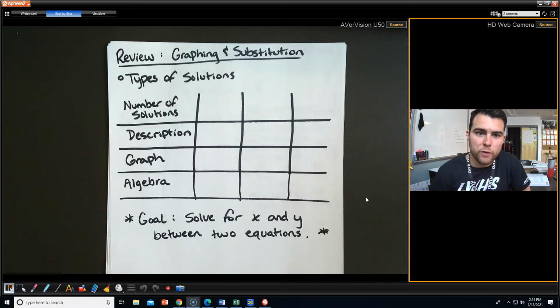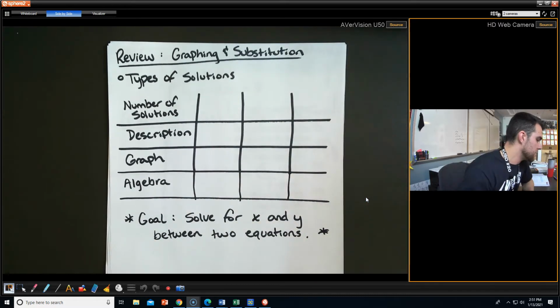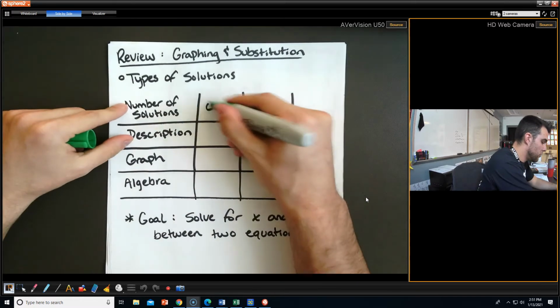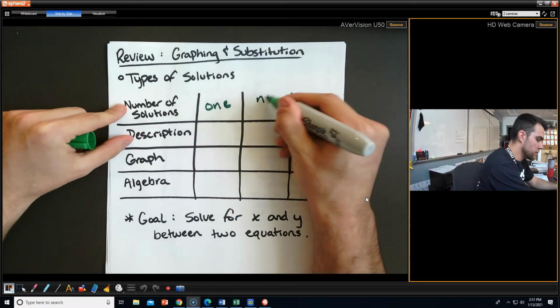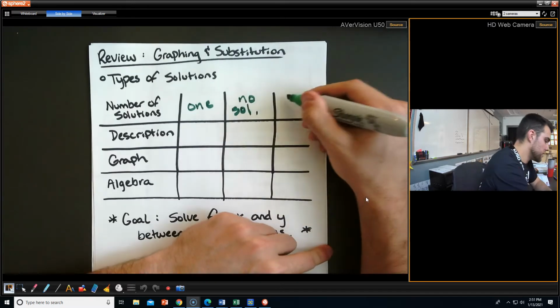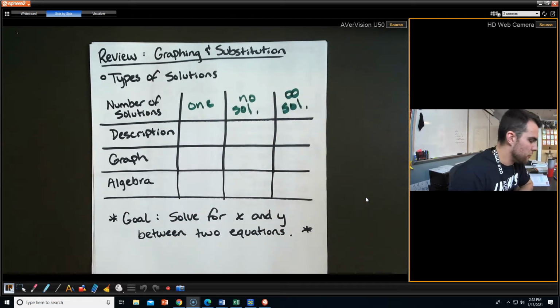It's Mr. Knight. We are going to review graphing and substitution, kind of tie all this stuff together. And we're going to start with the types of solutions. There's really only 3 types of solutions that you're going to come up with. You'll either have one solution, no solutions, or infinite solutions. And there's kind of different ways of looking at these graphically.